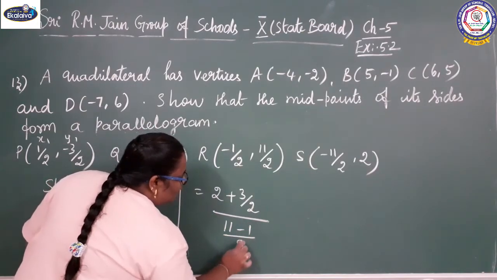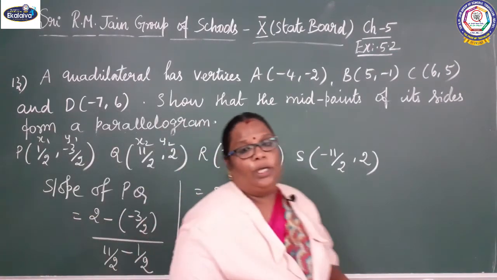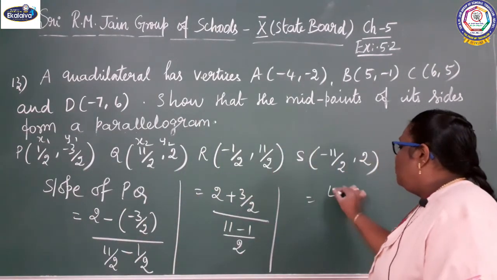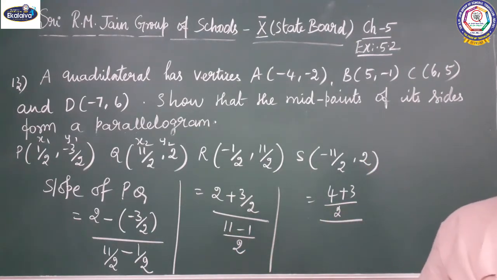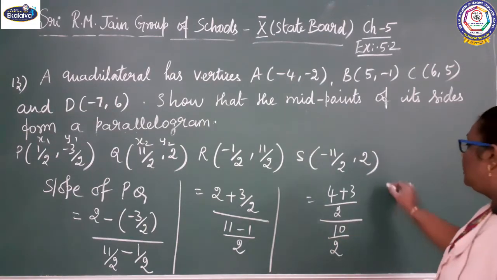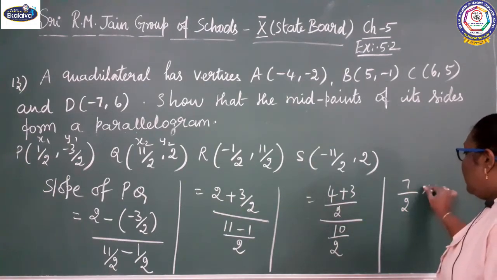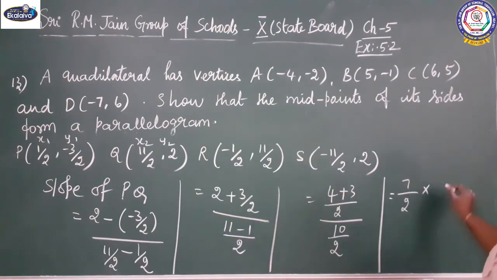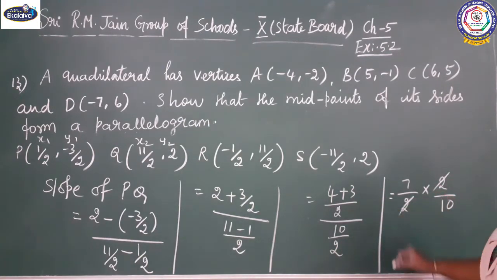11 minus 1 by 2. See here, take the LCM as 2. What is the value we are getting? 4 plus 3 by 2 by 11 minus 1, 10 by 2. You reciprocal that value. 4 plus 3 is what? 7 by 2 into 2 by 10. The 2 gets cancelled. So what is the value of slope of PQ?